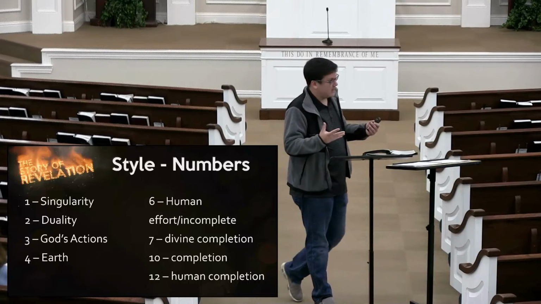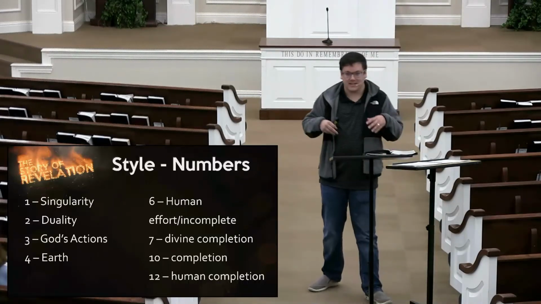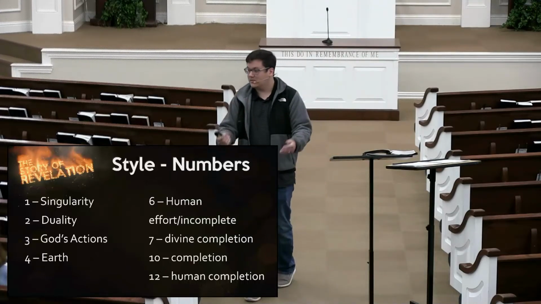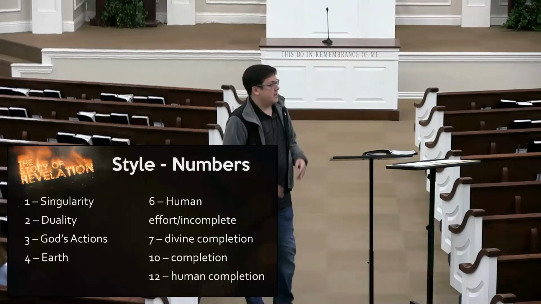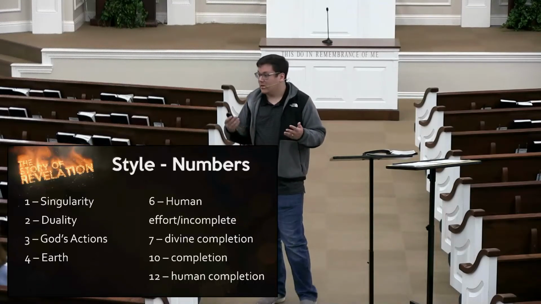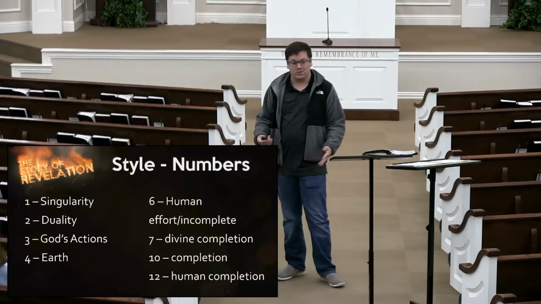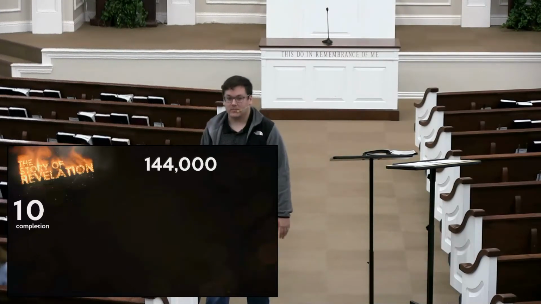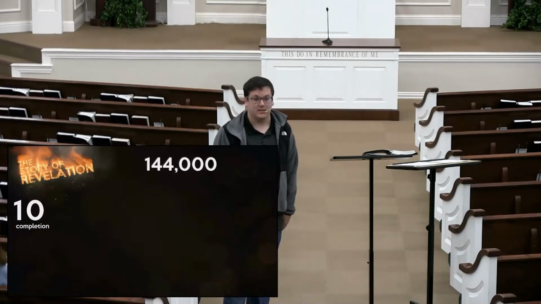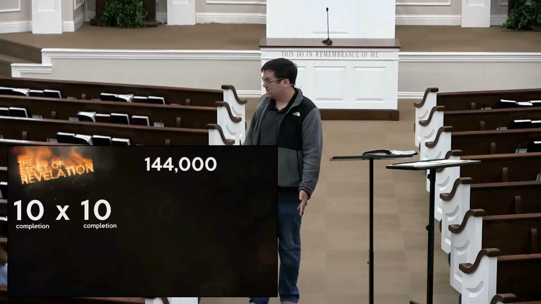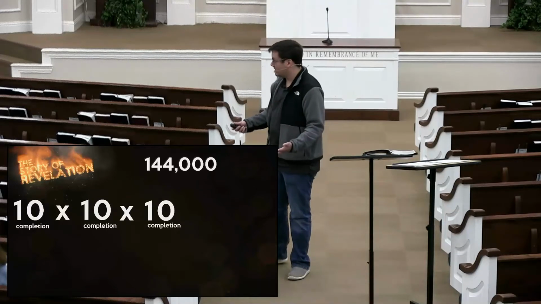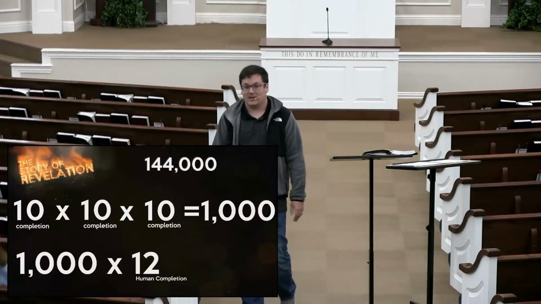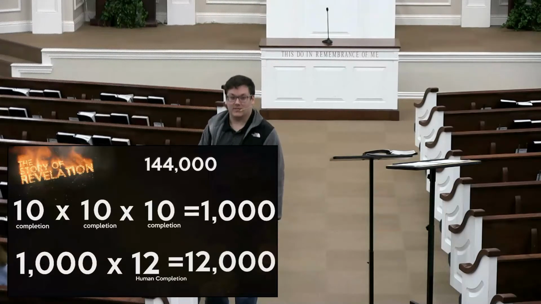12 was also the idea of completion. This idea of human completion. We see this in the Bible a lot. 12 spies, 12 tribes of Israel, 12 apostles. These numbers show up even in our Bibles. And so now we can use those 2 numbers to break down our 144,000. I'll do it for you. 10, completion, times 10, completion, times 10, completion. It gets us 1,000. Couldn't fit it all on one row. 1,000 times 12 gives us our 12,000.